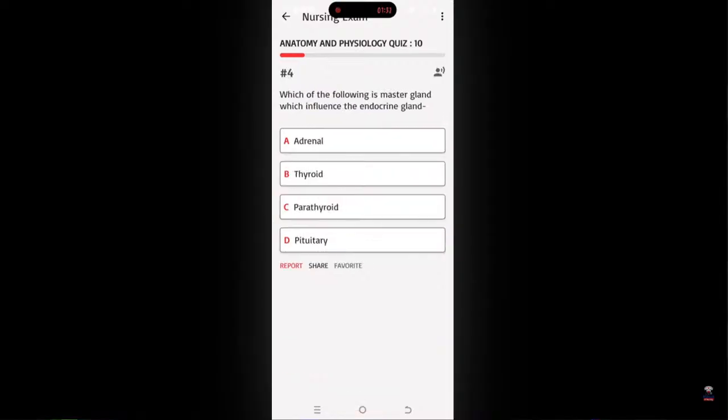Which of the following is master? Hypothalamus.